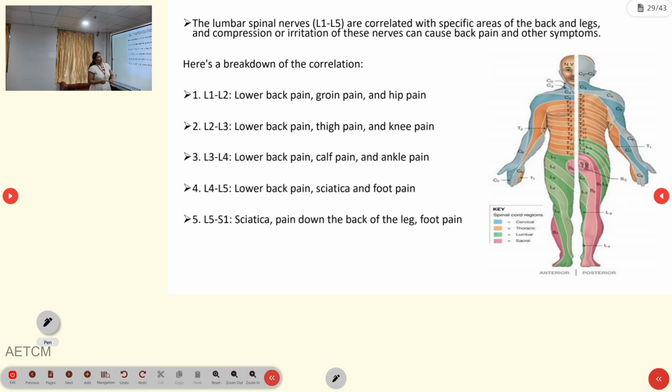So this correlation is very important for understanding the reason behind low back pain and how it radiates to the lower limb. The rest of it will be discussed in further sessions. Thank you.